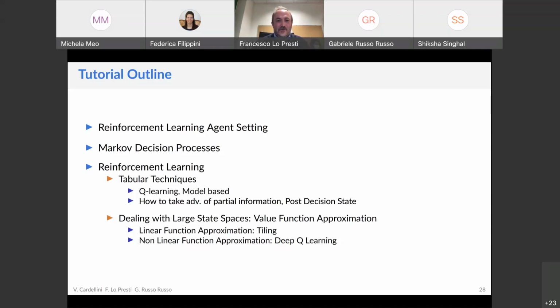dynamic system properly. Then we go with my part on the tabular techniques of reinforcement learning, which are the easy part, which is basically Q-learning, the most well-known off-policy reinforcement learning algorithm, and then the model-based ones. Then we will discuss some more advanced topics on tabular techniques, which is the use of post-decision state, which can be easily summarized as how to take advantage of partial knowledge of a system.